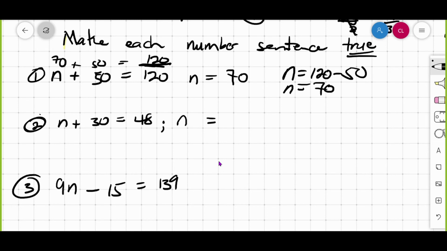All right, good. Let's go with this. N plus 30 is equal to 48. What is N?